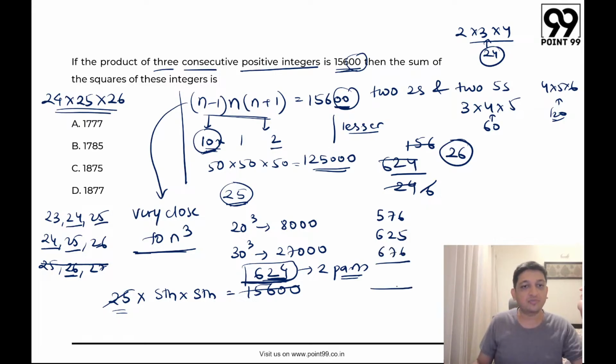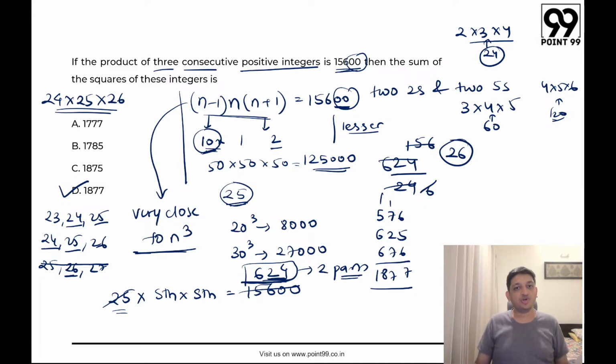तो ये तीनों numbers को हमको ऐड करना है and we'll be able to get the answer. So we are going to get 6 plus 5 plus 6, that is 17. So 7 or 1 carry forward. 1 plus 7, 8 plus 2, 10 plus 7, 17 again. 5 plus 1, 6 plus 6, 12 plus 6, 18. So our answer is 1877, that is option D. Okay? So how you arrive at 24, 25, 26 is very important.